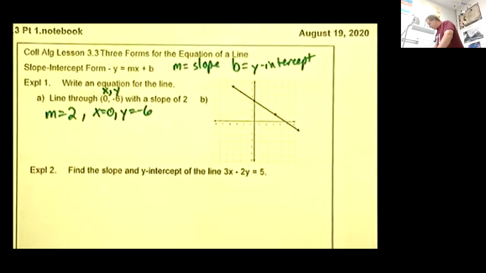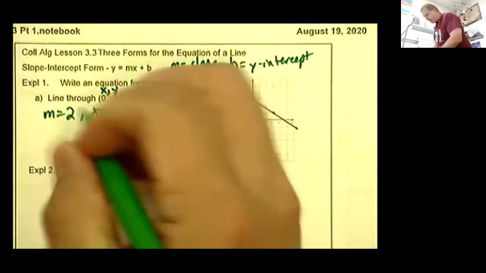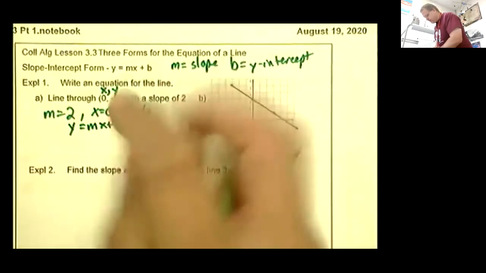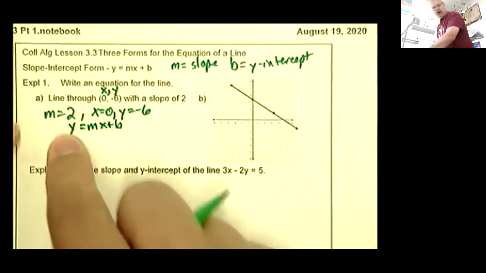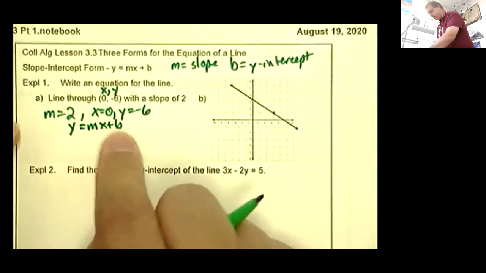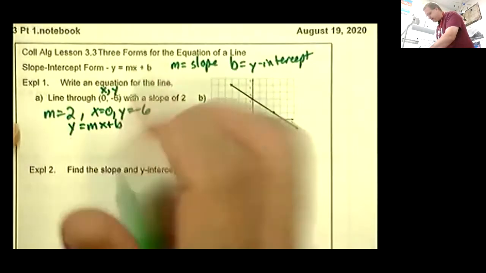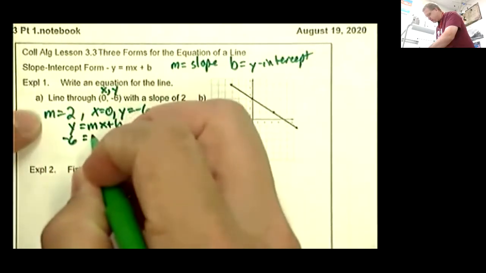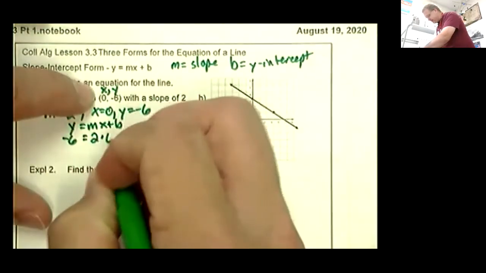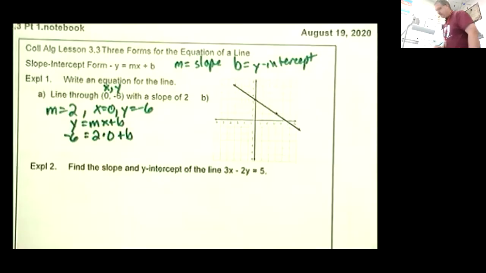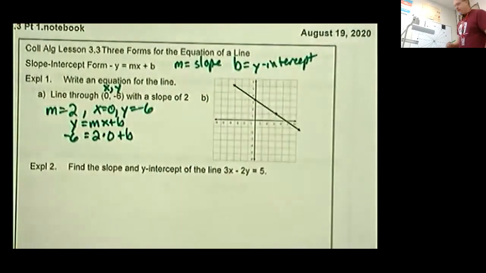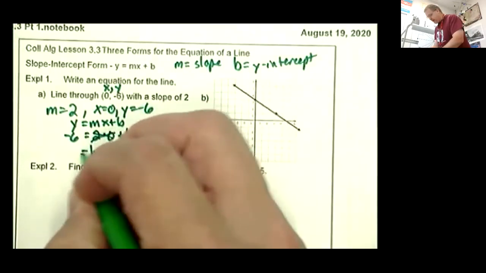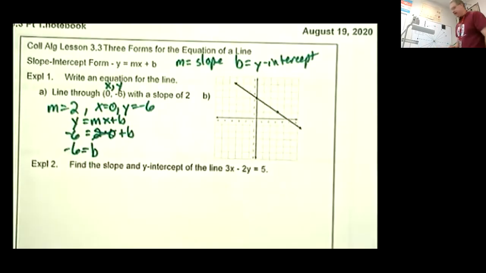Well, for our equation, we know everything except b. Our equation is y equals mx plus b. And so we're just going to plug in y, plug in m, plug in x to find b. Y is -6. Again, we got that from our ordered pair. The slope is 2, and x is 0. And we're going to leave plus b as our variable. And we're going to solve. 2 times 0 cancels. Therefore, b has to be -6.